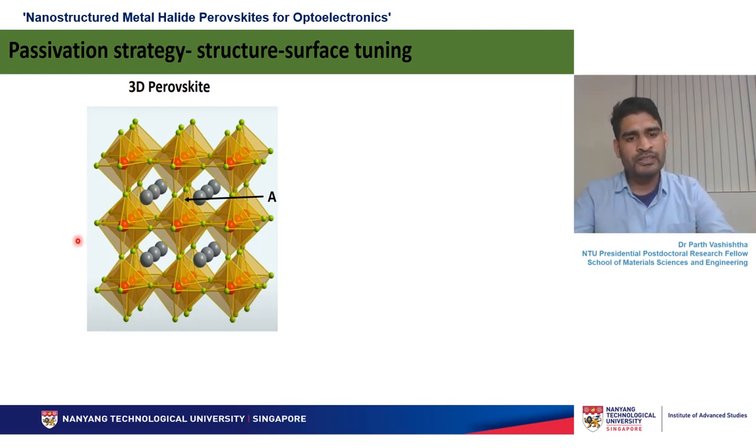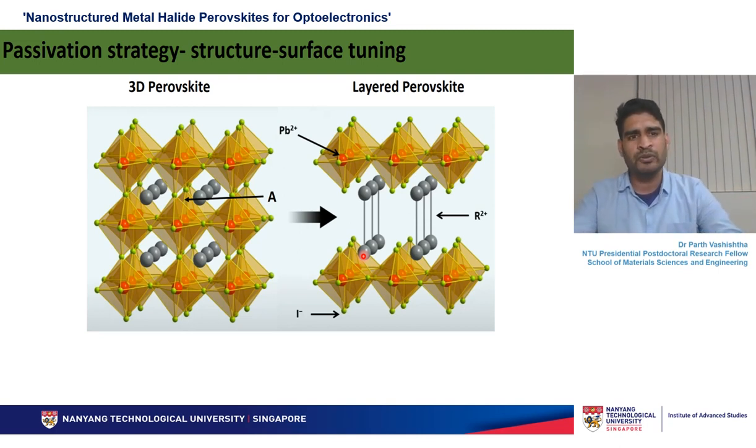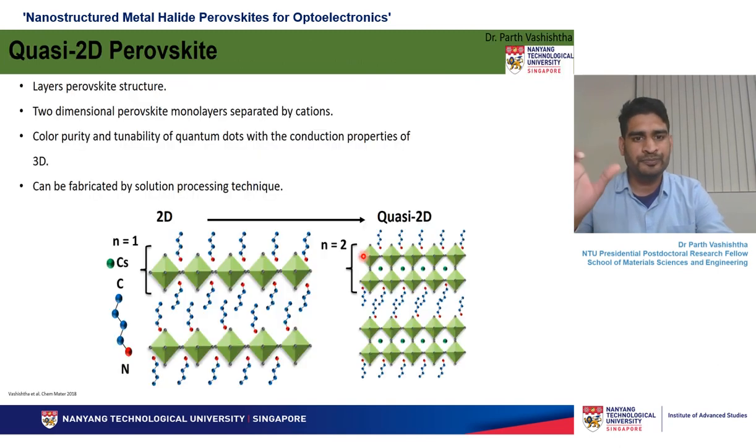But there's an option. What if I slice this perovskite, like you make a slice of butter or some sandwich? If I slice it, you will have much more flexibility to put a bigger cation here, and that is called quasi two-dimensional or layered perovskite. So you slice the 3D perovskite and put more cation in it. You can put bigger cations, and it gives you a lot of flexibility and functionality to tune with.